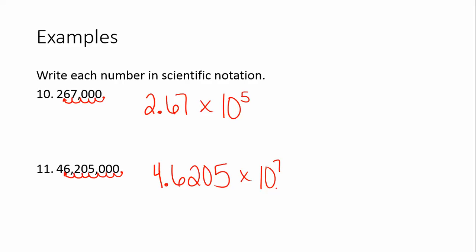You need to make sure when you're writing scientific notation that you're bringing all the numbers along until you get to the repeating zeros. So I had to write all the way to the 5, but that's when I got to the repeating zeros, so I was able to stop. On number 10, I was able to stop after the 7. We don't have to write 2.67000. On number 11, you don't have to write 4.620500, okay? So you can leave off all those zeros that repeat at the end.